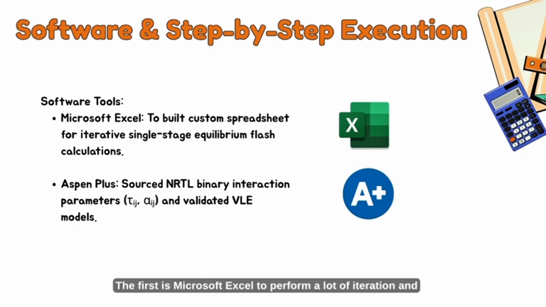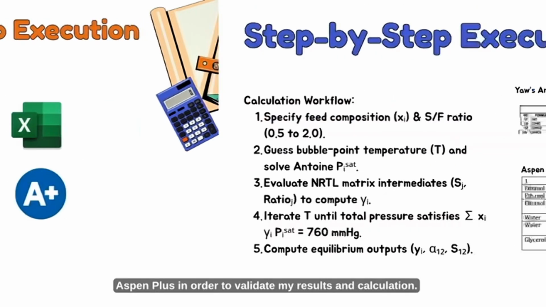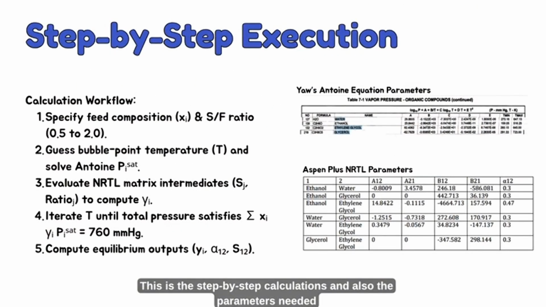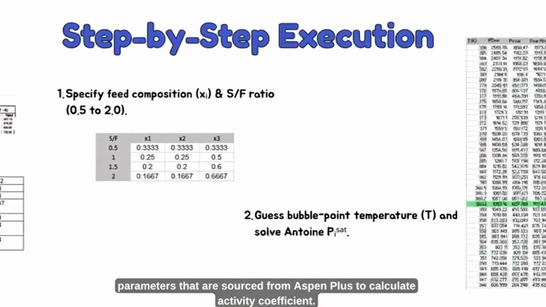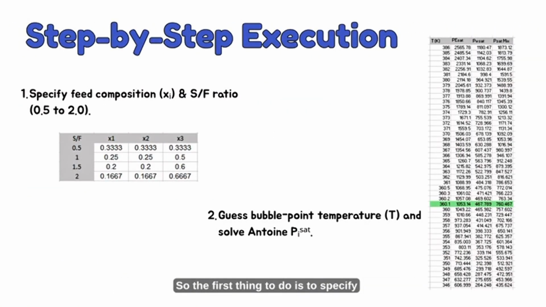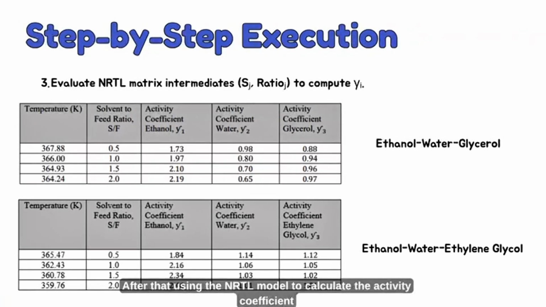These are the software tools that I use in calculation and validation. The first is Microsoft Excel to perform a lot of iteration, and Aspen Plus to validate my results and calculations. This is the step-by-step calculation, along with the parameters needed for the Yaws Antoine equation and the NRTL parameters sourced from Aspen Plus to calculate the activity coefficient. The first thing to do is to specify the feed composition and the solvent to feed ratio, then guess and iterate the bubble point temperature and solve the Antoine equation based on the Yaws handbook. After that, use the NRTL model to calculate the activity coefficient for each component.